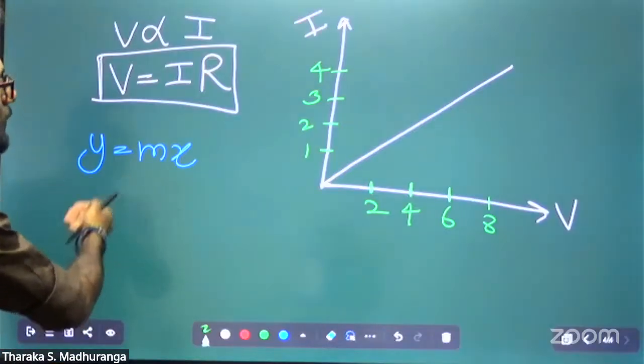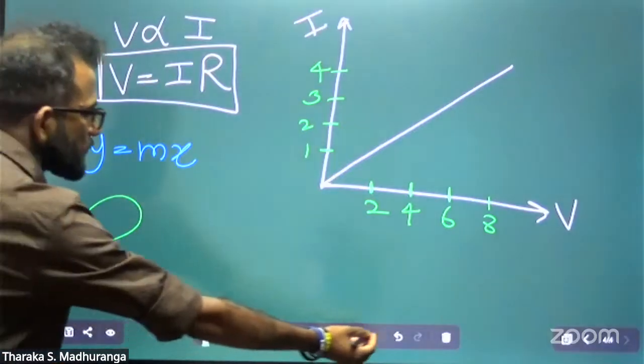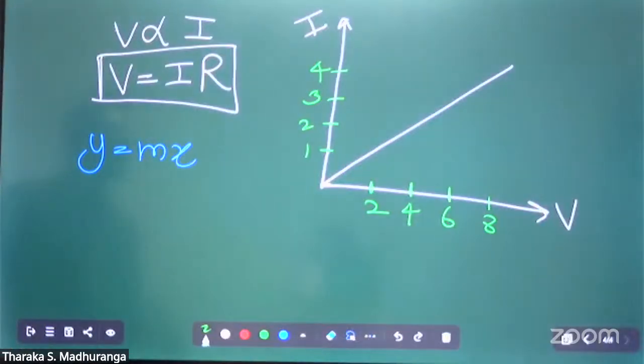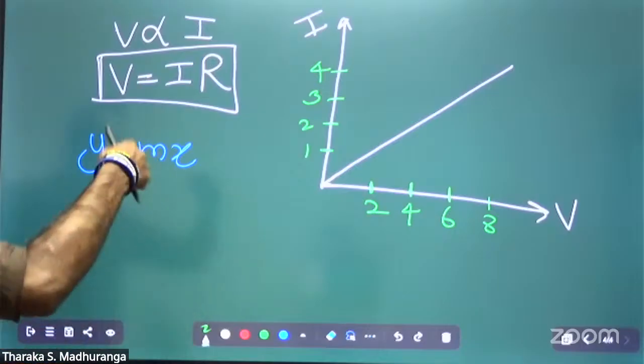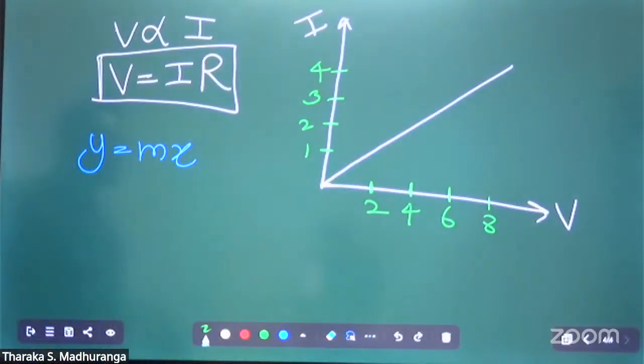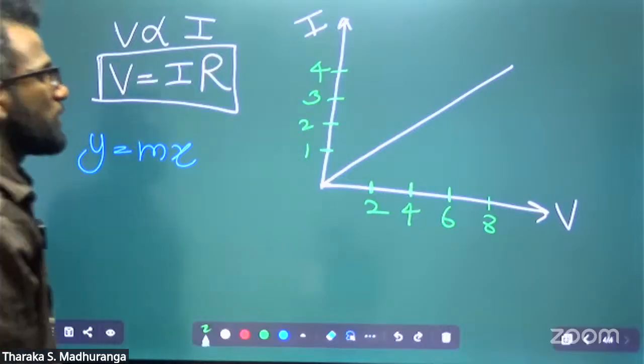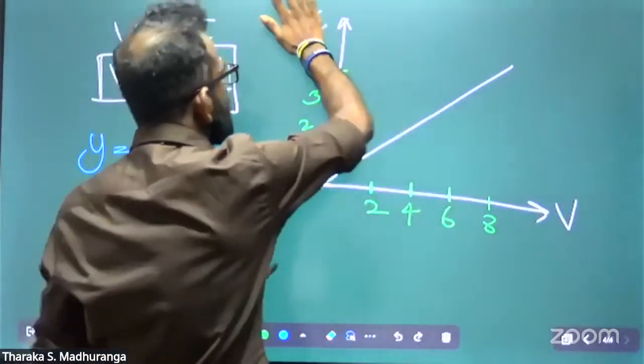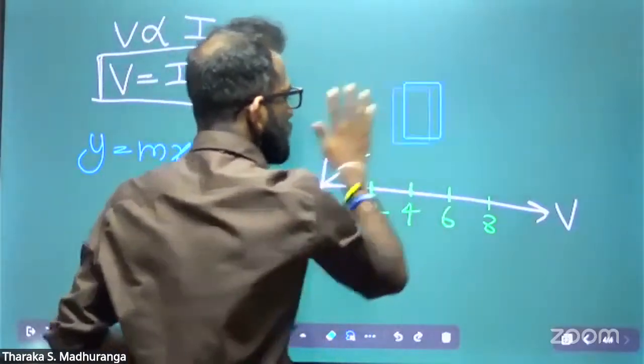That's the purpose. We have to change this side to get this relationship. That's why in the tutorial it is given in the opposite way. We have to get V, the voltage, on the y-axis. I will draw it again to get this relationship.